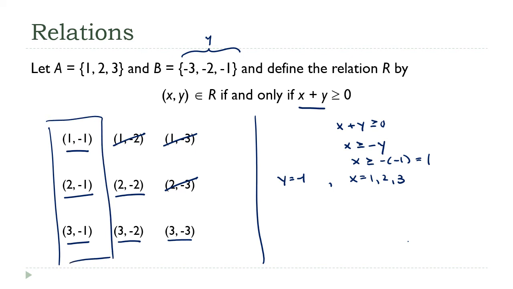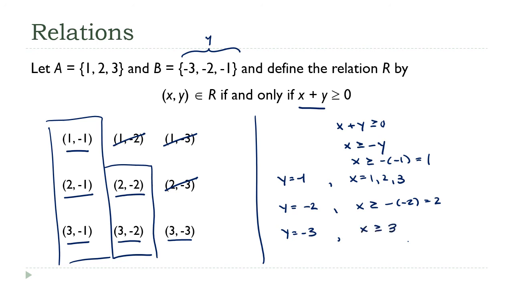Then we would do it again. Say y equals negative 2. Well, that means x has to be greater than or equal to negative 2 or positive 2. And there are two numbers that fit that description, just 2 and 3. And yeah, those are the pairs that we got right here. And finally, if y equals negative 3, we're only going to get one possible x value. x has to be greater than or equal to positive 3. And yes, there is only one number in A that fits that description.